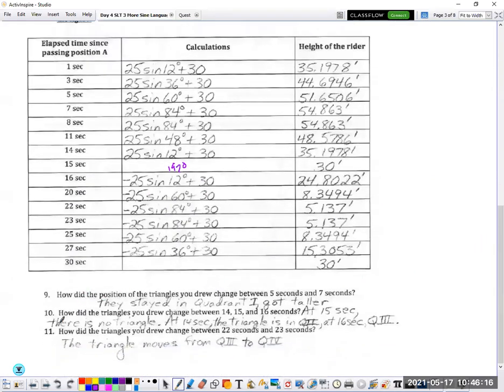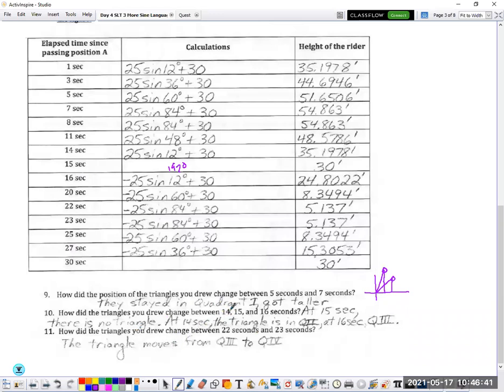I had a couple of people ask me about 9 and 10 and 11, and a couple people were honest, like I just looked at the answers. How did the positions of the triangles change between 5 and 7 seconds? Between 5 and 7 seconds, they got taller because you're just going from 5 seconds to 7 seconds.